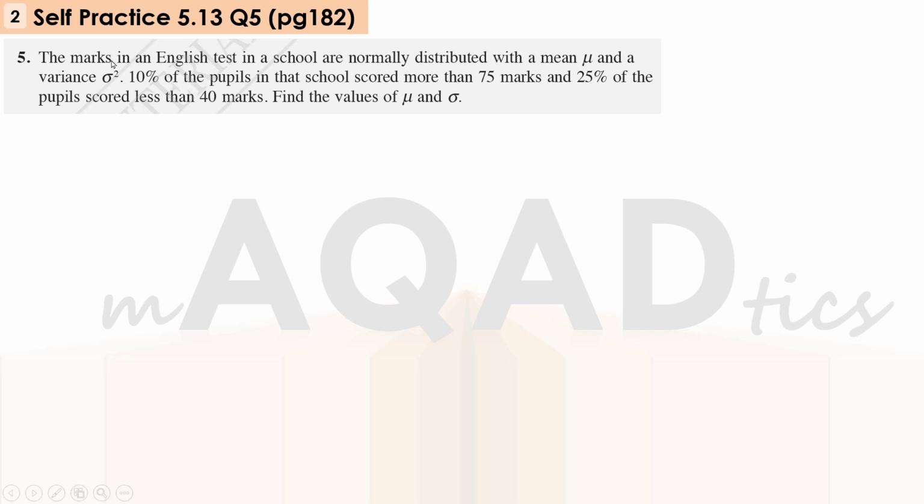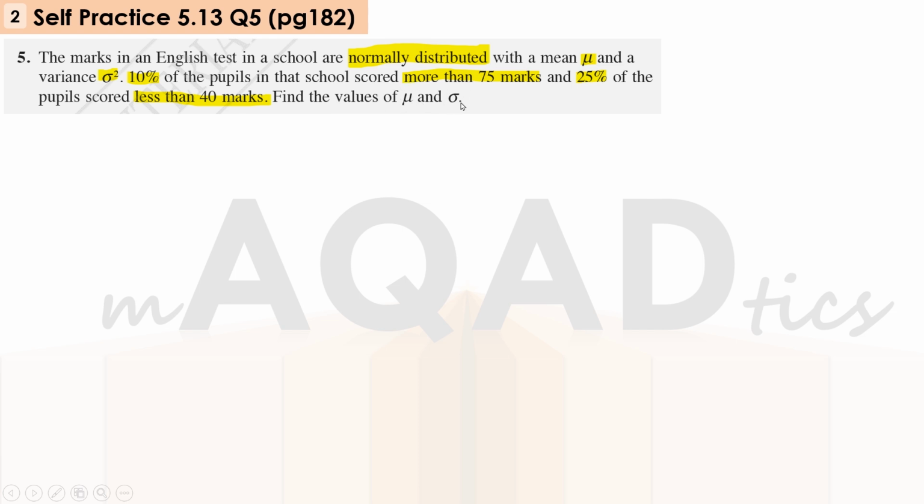For the second question, we have marks in an English test that are normally distributed with a mean of mu and variance sigma square. The mean and variance are not given in this question, but they give us two clues. The first clue is that 10% of them score more than 75 marks, and 25% of them score less than 40 marks. So we need to find mu and sigma.